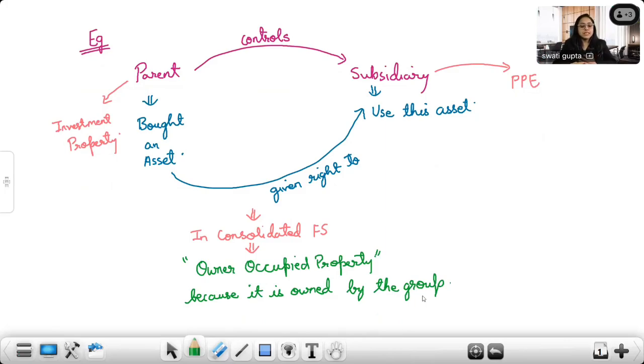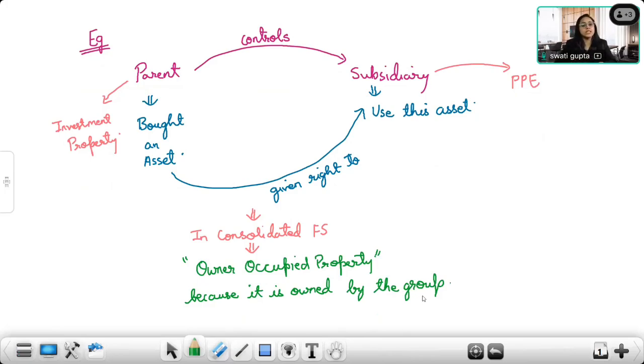Quickly confirm. Do you understand what is owner occupied property? Within the group, for example, if the parent holds it and it has been given to a subsidiary, it is known as owner occupied property. If the subsidiary is using it for business purposes, they will classify it as property, plant and equipment. If the subsidiary is subletting it and collecting rents, the subsidiary will classify it as investment property instead.